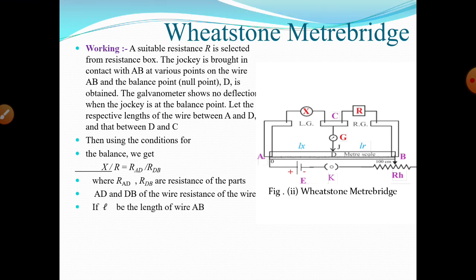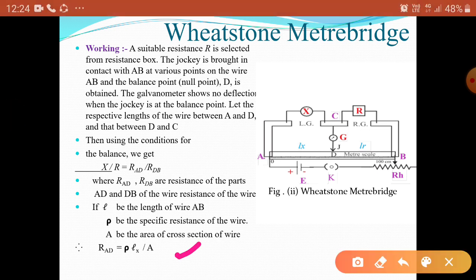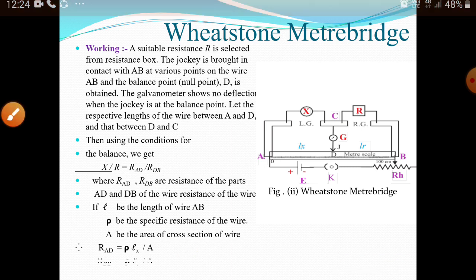Let L be the length of wire AB. Rho be the specific resistance of the wire, and A the area of cross section of the wire. R_AD we can represent here. R_AD is equal to, by using the specific resistance, rho into Lx upon A. R_DB is equal to rho into Lr upon A.